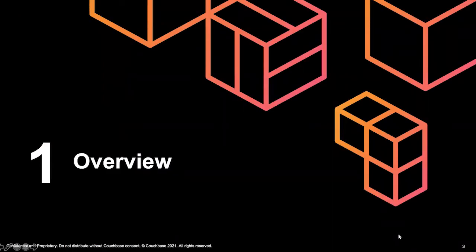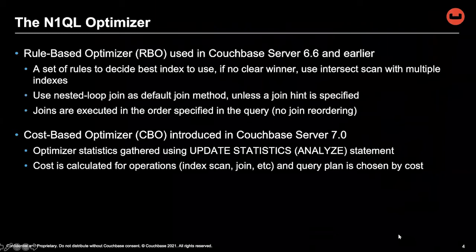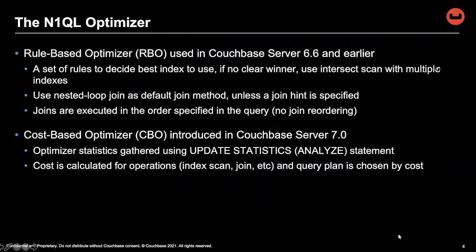So let's get started. Before Couchbase Server 7, that means Couchbase Server 6.6 and earlier, N1QL uses something called the rule-based optimizer or RBO. So the main functionality of the rule-based optimizer is index selection, which means given a query and the key spaces or collections referenced, the RBO is responsible for picking the best indexes to use to access each key space. So it uses a set of rules to pick the best index to use.